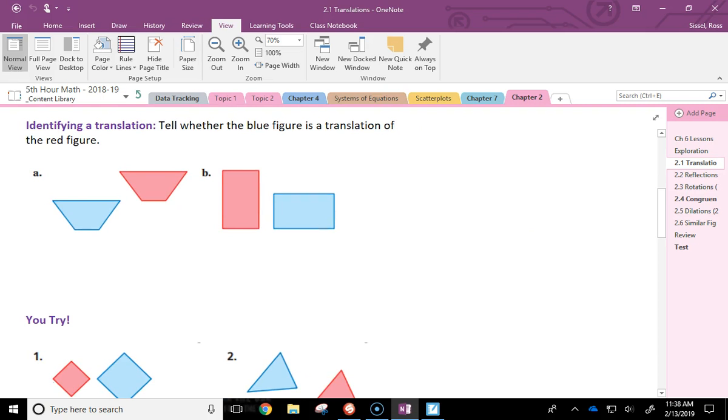Pretty simple on this. First one, it says, tell whether the blue figure is a translation of the red figure. So is the blue one a translation of the red one? Red one's where we started at. So, what do you think on this number one? It's an upside down trapezoid. Yep. Did the blue one translate from the red one? Yeah, it did.